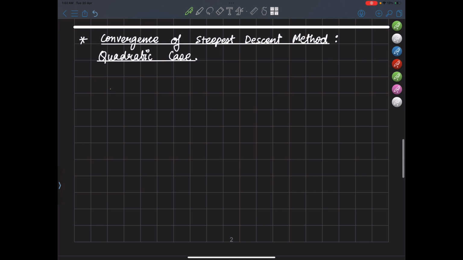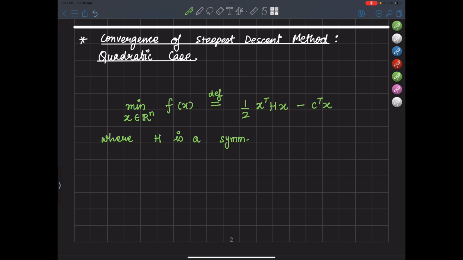So consider the problem: minimize over x belonging to Rn f(x), where f(x) is defined as a generic quadratic function which can be given as half x transpose Hx minus c transpose x, where H is a symmetric positive definite matrix.